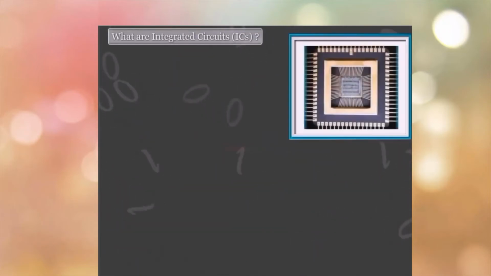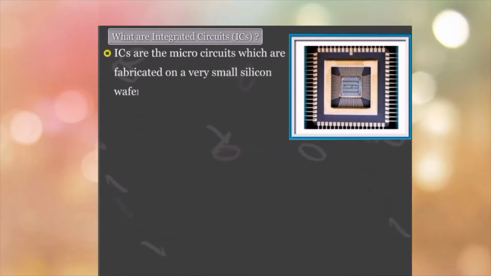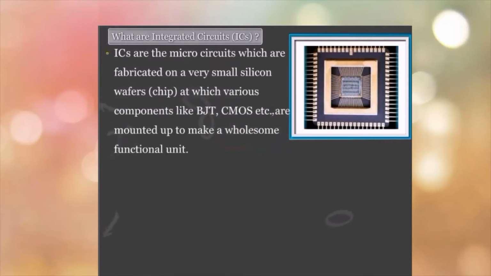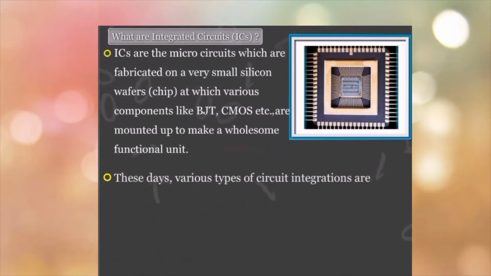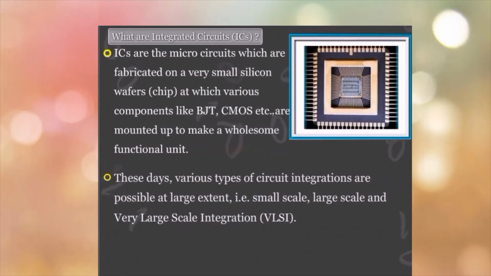What are integrated circuits, that is ICs? ICs are microcircuits which are fabricated on a very small silicon wafer, that is a chip, on which various components like BJT, CMOS, etc. are mounted to make a wholesome functional unit. These days, various types of circuit integration are possible to a large extent, that is small scale, large scale, and very large scale integration, that is VLSI.